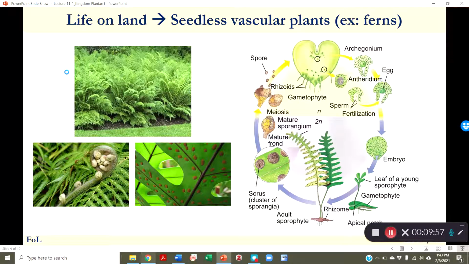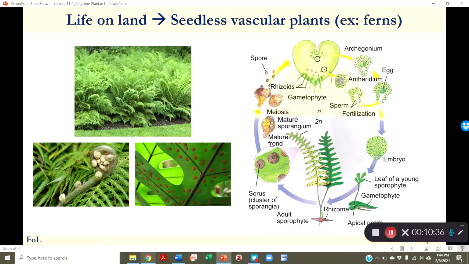That includes ferns. So we have a similar life cycle here. Again, we're breaking this down into 1N and 2N. And if we start here, we have a mature sporangium. I'll tell you about where that comes from in a moment. That releases spores. When they germinate, they become these rhizoids that develop this interesting heart-shaped structure called the gametophyte that houses both archegonium and antheridium on the same body. And the archegonium and the antheridium are similar, egg versus sperm.